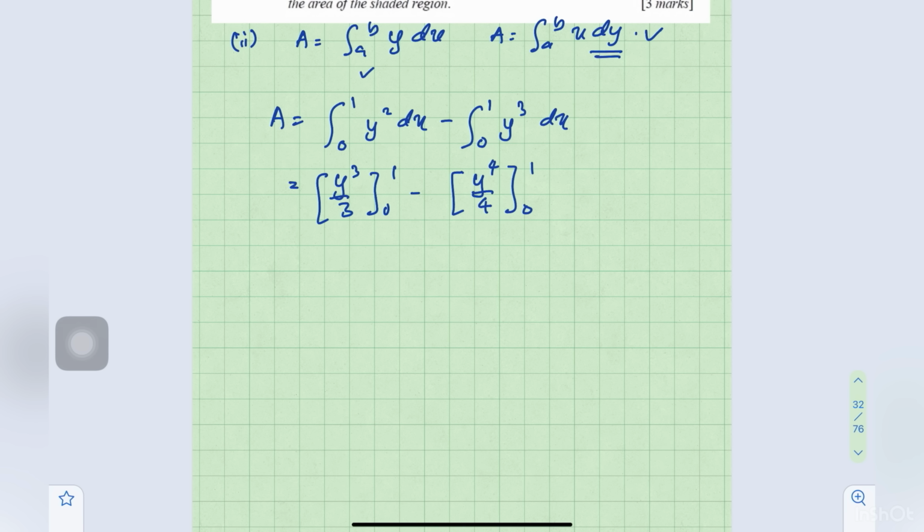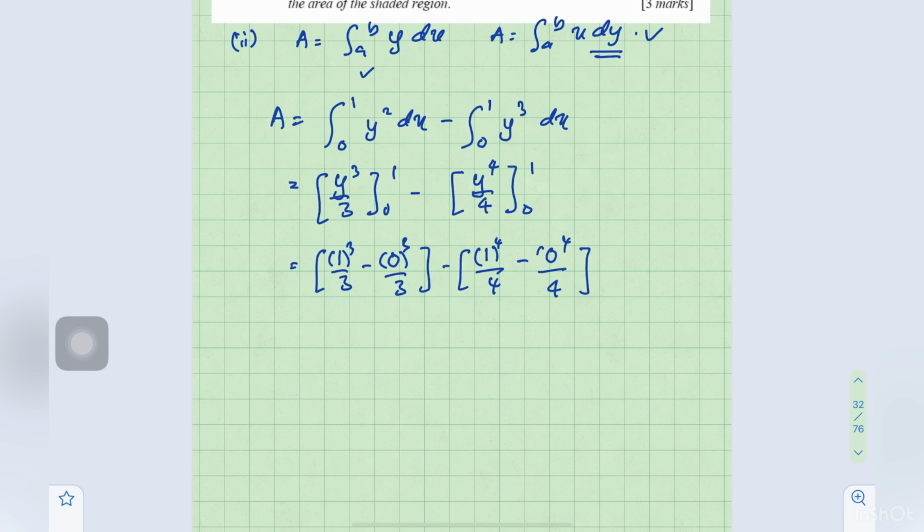Okay, so then we substitute the upper limit, so become y cube over 3 minus 0. 0 pun kena tunjuk walaupun tahu dia 0, tapi kita kena tunjuk y to the 4. So 1 power of 4 over 4 minus 0 power 4 over 4. Okay, ni better kita letak bracket lah. So this one is 1 over 3 minus 1 over 4. So the answer is 1 over 12.